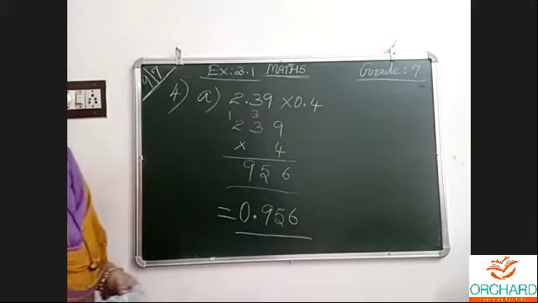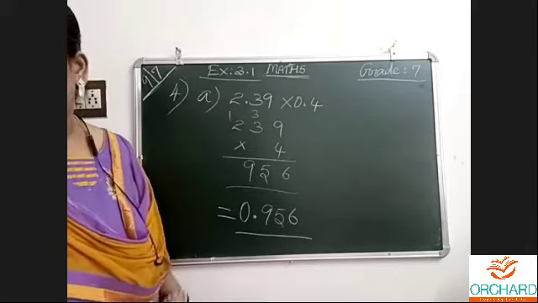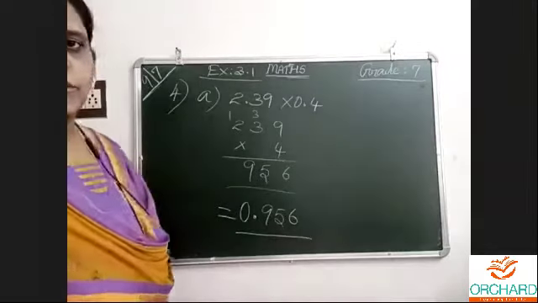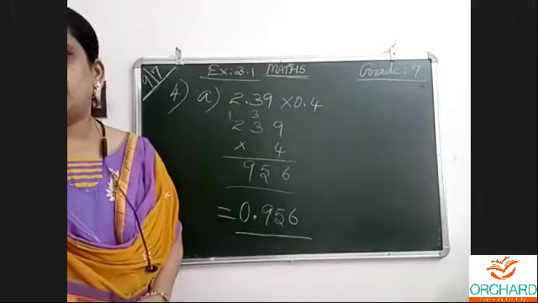3 sums I am going to do. 3 questions I have rounded and kept for you: B, C, D, easy ones only I kept for you. So that will be done by you.